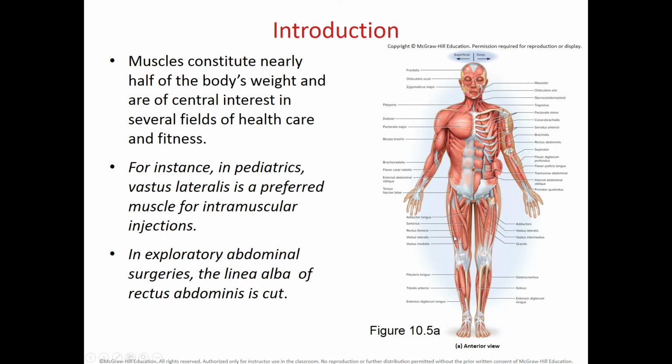In exploratory surgeries, surgeons open the abdominal cavity here at the linea alba of the muscle called the rectus abdominis, which we also know as the six-pack, so that they can see what is going on inside the abdominal cavity of the patient.